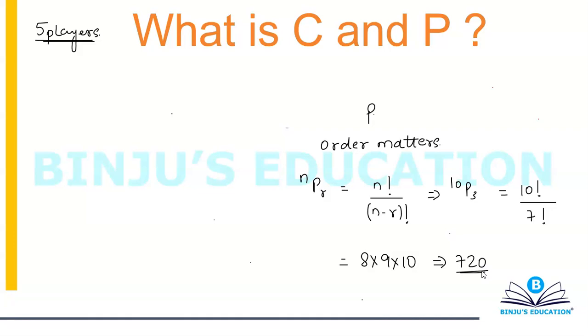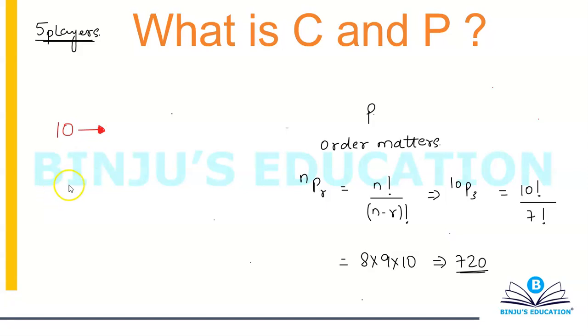Now what do you mean by this 720? If we understand this in detail, this 720 basically means that out of the 10 participants you have, in how many ways can any 3 participants finish the race in the first 3 places? Now, when I say first 3 places, the order matters.